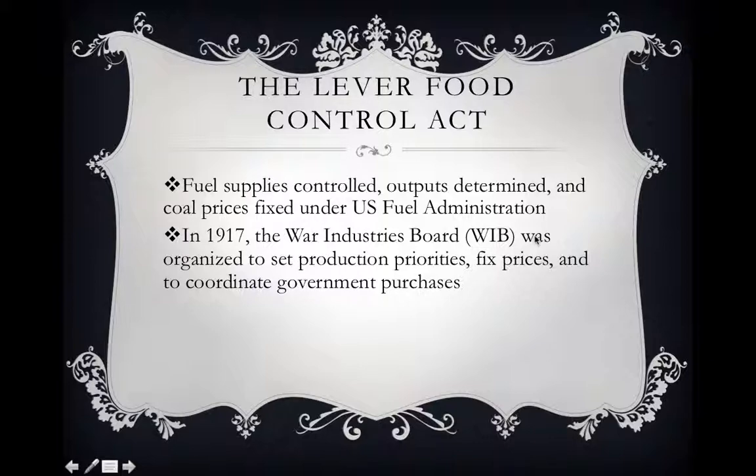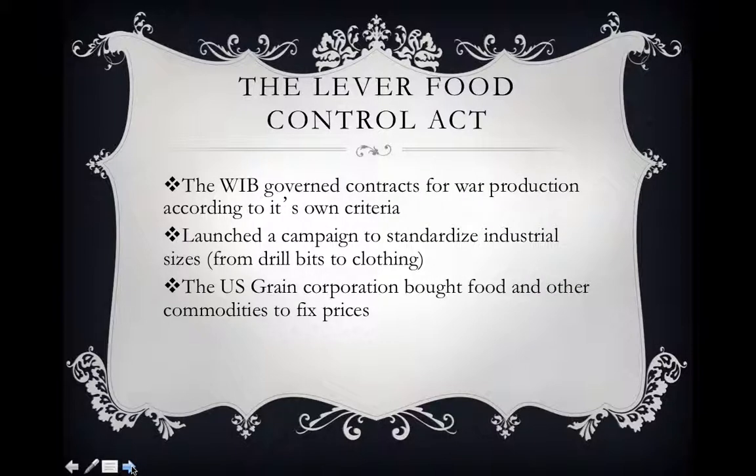All right. Also, they set up the War Industries Board, which set production priorities. Obviously, you have different resources that are needed in different industries. It set up the production priorities. Who needed steel more? Was it more important to build ships, or was it more important to build tanks? It also fixed prices for those inputs. And it was also set up to coordinate government purchases to try and make this control mechanism that much more efficient. All right. The War Industries Board governed contracts, and it set its own criteria for war production.